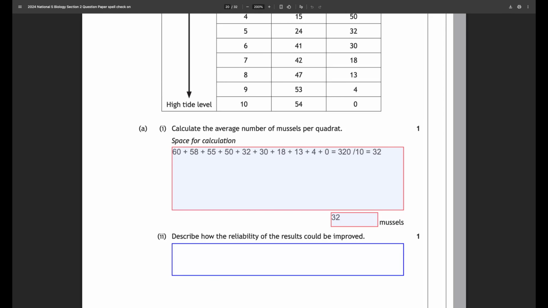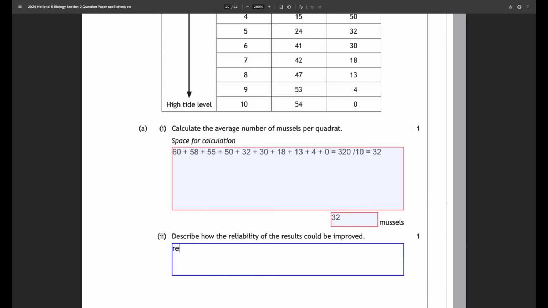Okay, describe how the reliability of the results could be improved. Now, we talked earlier on about VAVA, valid variables. Now we're going to talk about ReRe. So describe how the reliability of the results could be improved. RE stands for reliability equals repeat. Okay, we have to do some sort of repetition in order to improve the reliability.